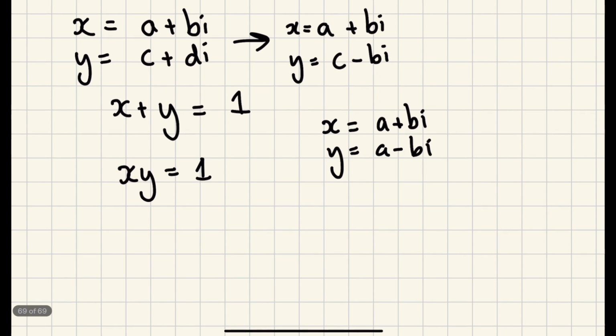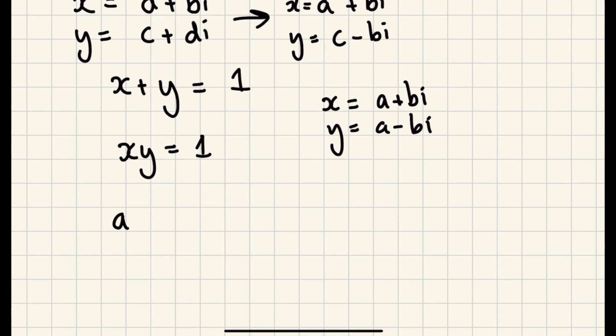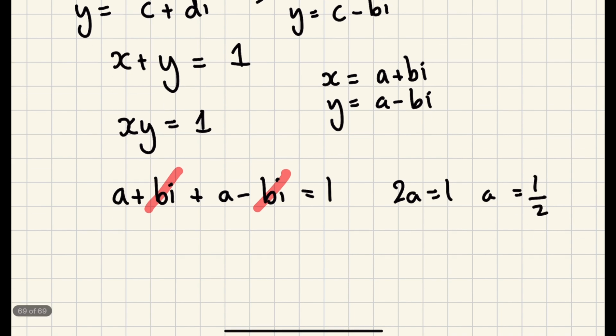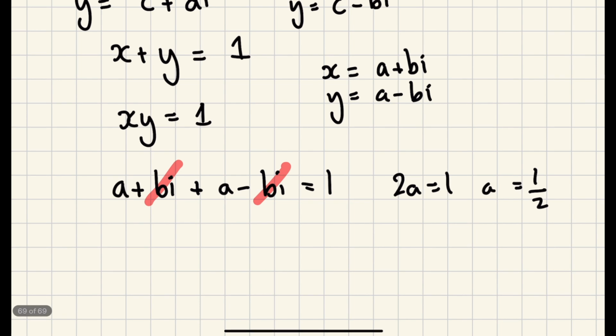Now this is really simple. We can just substitute in. So we're going to substitute in for x and y. So we get a plus bi plus a minus bi equals 1. Well, of course, the imaginary parts will cancel and we'll end up with 2a equals 1. If 2a equals 1, a is a half.